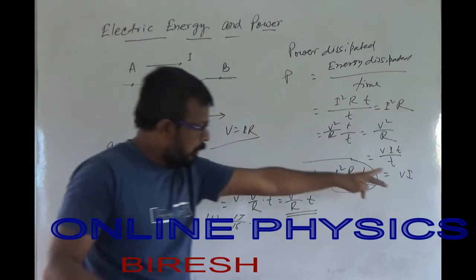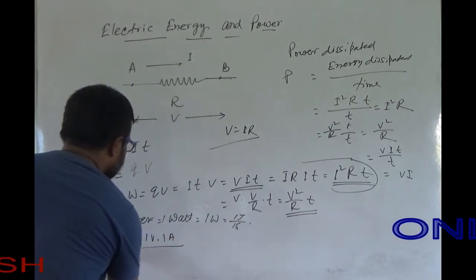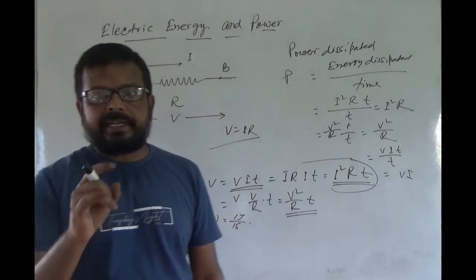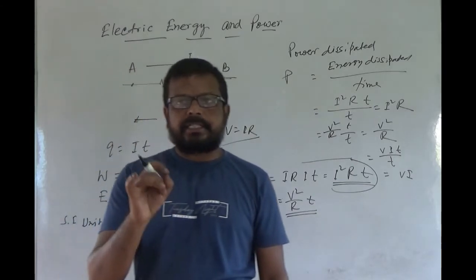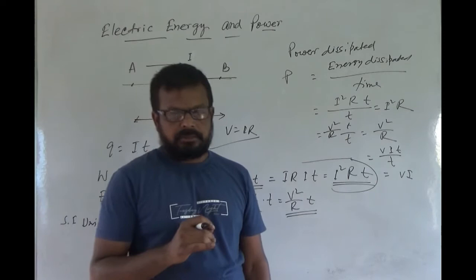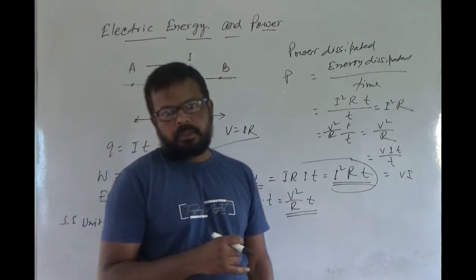Or you may also write, 1 watt is equal to 1 volt into 1 ampere. This means if 1 ampere current flows through an electric circuit, when 1 volt potential difference across the conductor and across the device is applied, then the power of the circuit is called 1 watt.